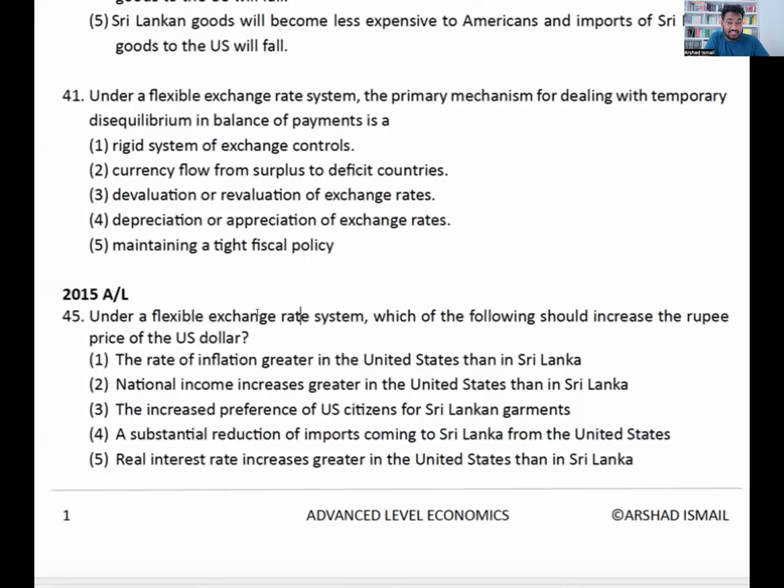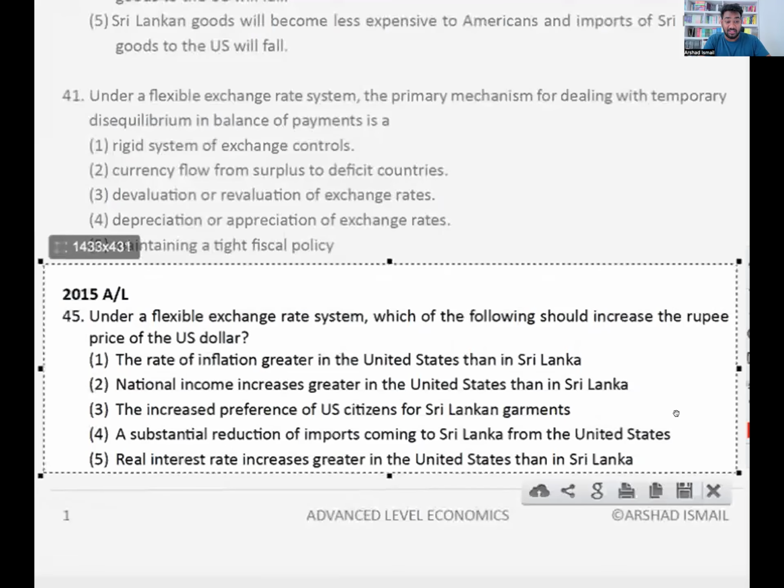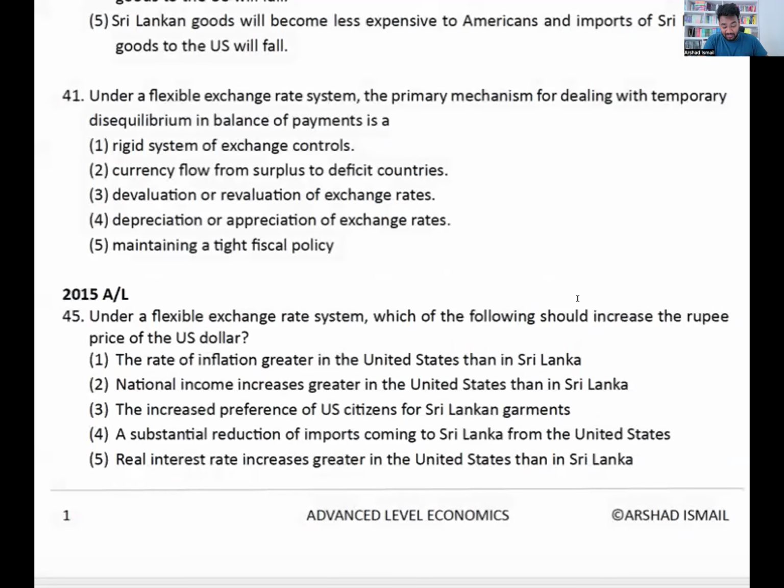We look at each answer. First one, the rate of inflation in the US is greater. What do you think will happen there? In the US, if inflation is greater, will people buy US goods or will people like to buy Sri Lankan goods? What do you think happens then? They'll like to buy Sri Lankan.